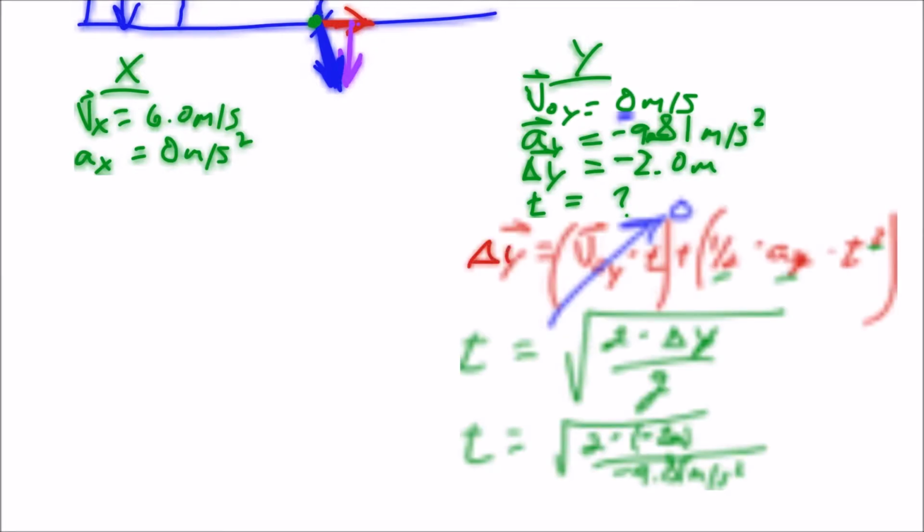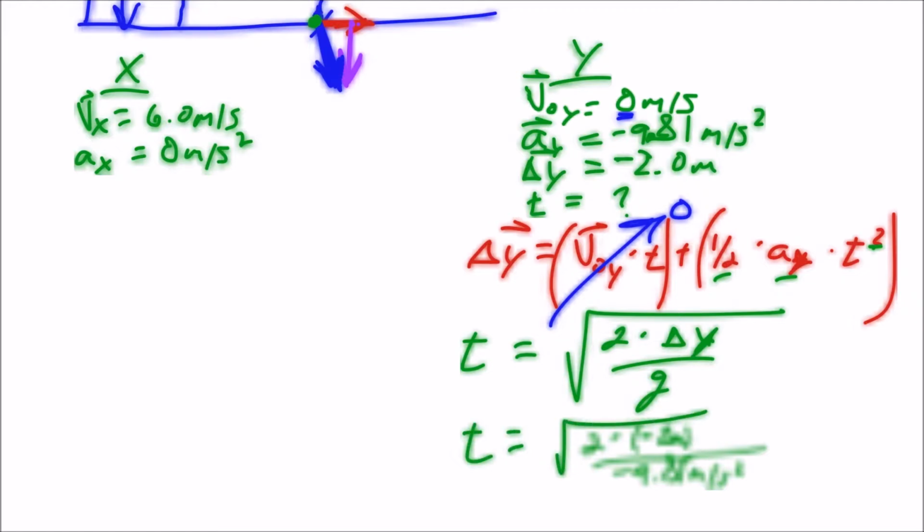So I'm going to say delta y is equal to initial velocity in the y-axis times time plus 1/2 times the acceleration in the y-axis times time squared. Now this piece right here goes to 0 because the initial velocity in the y-axis is 0. And we're trying to solve for time. So I'm going to multiply both sides by 2, divide by acceleration, and then take the square root to get rid of that squared. So t is equal to the square root of 2 times delta y over the acceleration. So let's go ahead and do that.